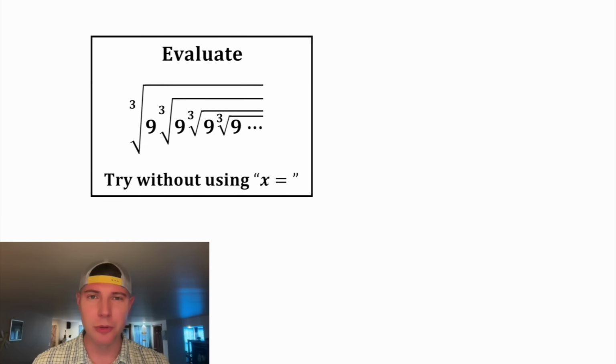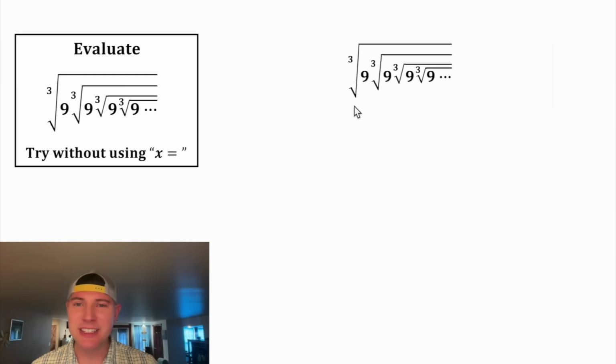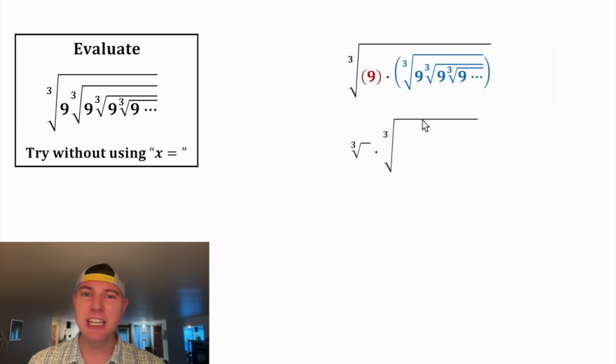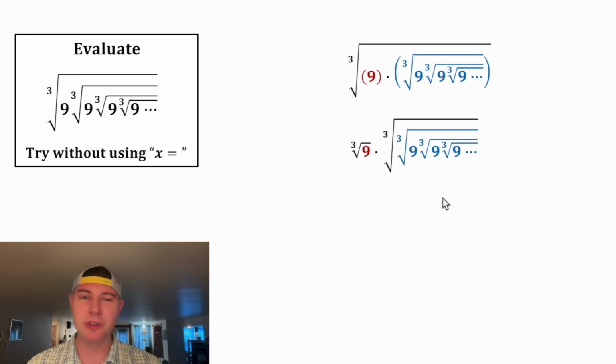For the first step, inside of this outer cube root, we have this 9, which I'll color red, and this blue portion is the infinite radical. Let's split this up, and we have the red portion times the blue portion. We can rewrite this so that each of them have their own cube root. We can put the 9 right here and all the blue stuff right there.